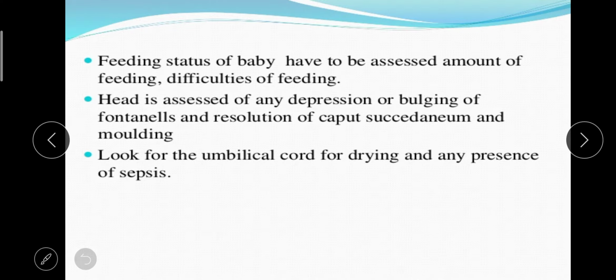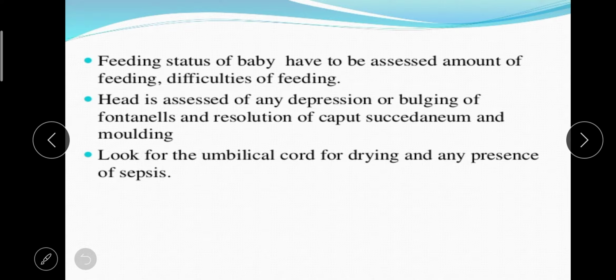Next one is the feeding status of the baby. The amount of feeding and difficulties of feeding have to be assessed. As we know, after delivery, in a normal case, we should initiate the feeding within 30 minutes. So you have to assess how much feeding the mother is giving to the baby, and whether the baby or the mother is facing any type of difficulties.